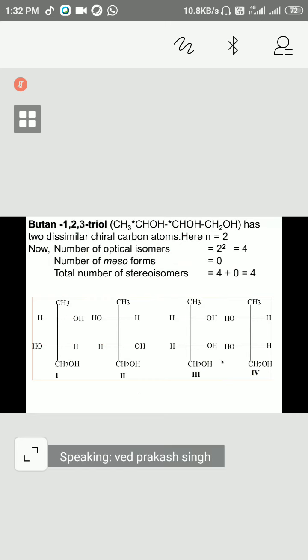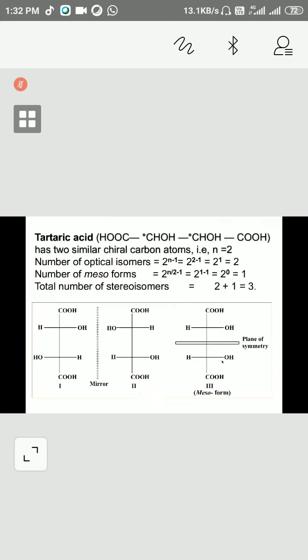So second and third, not first and last carbon. So in this case also, the total number of stereoisomers is 4, 2 to the power 2. Tartaric acid also has number of optical isomers 2 to the power n minus 1, because both ends are similar and it is even in number. Meso forms you can also calculate, and the total number of stereoisomers you can also calculate. There is no issue in this.